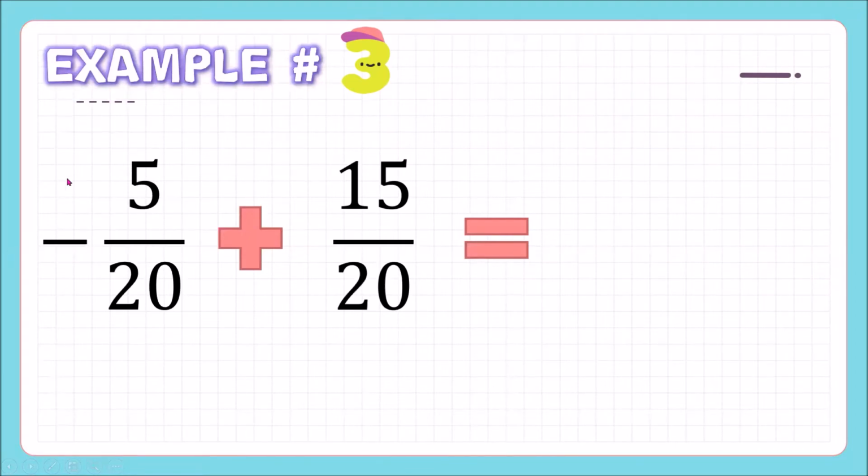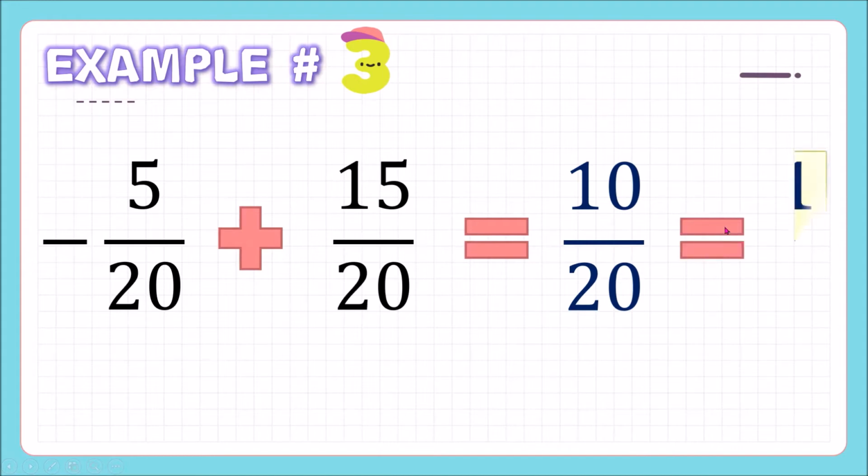If we add integers with different signs, we need to subtract and then copy the sign of the number with the larger absolute value. So in this case, we need to subtract. 15 minus 5, we have 10. So the sign will be positive because 15 is greater than 5. 15 here is positive. So our answer is 10 over 20. Take note, 10 over 20 is not in lowest terms. So we need to divide both numerator and denominator by 10. 10 divided by 10 is 1. And then 20 divided by 10, we have 2. So our final answer will be 1/2.